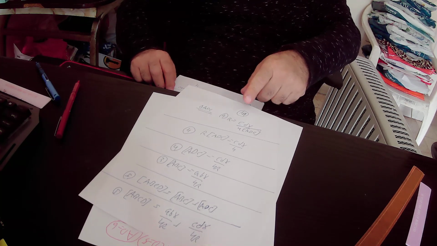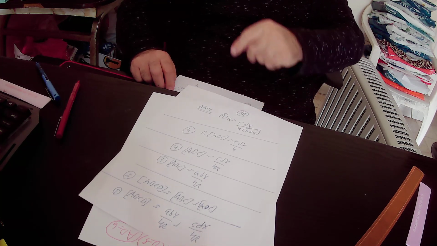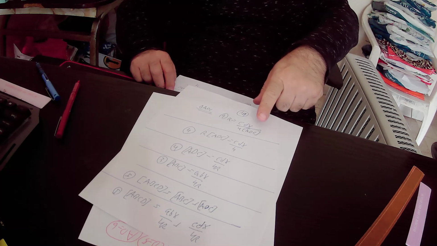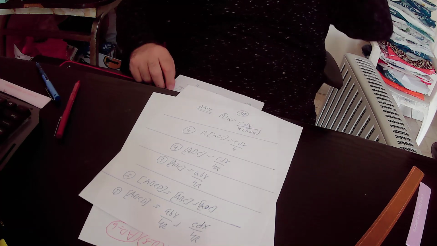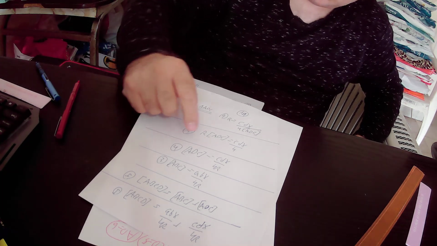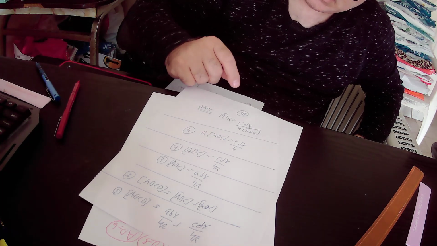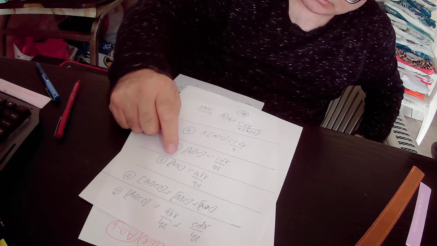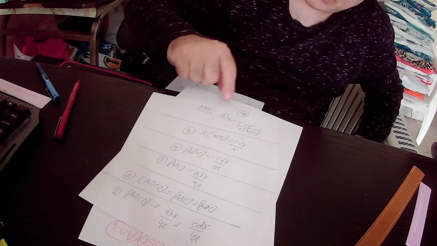We multiplied equation number 4 by the area of triangle ADC, and we got that R times the area of triangle ADC equals cdx over 4. We divided equation number 4 by R, and we got that the area of triangle ADC equals cdx over 4R. And we have already found out that the area of triangle ABC equals abx over 4R.